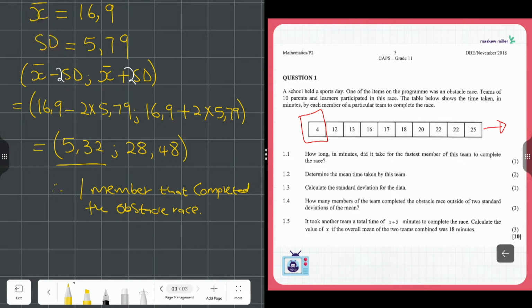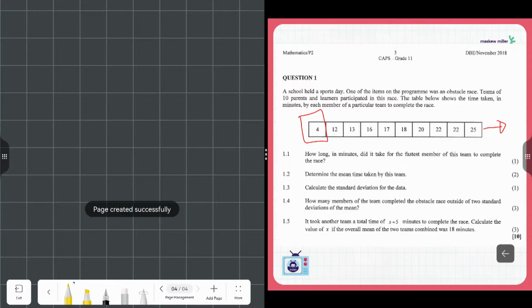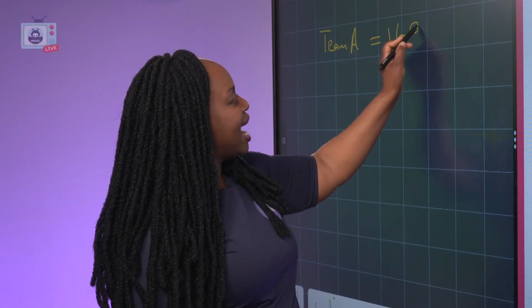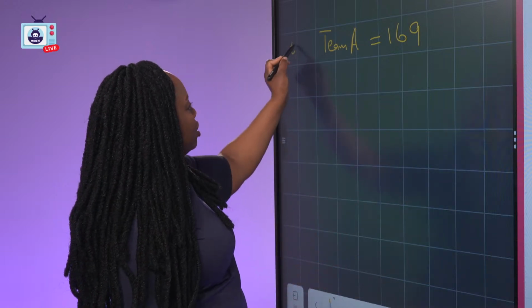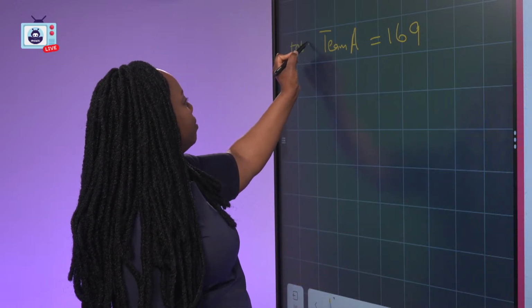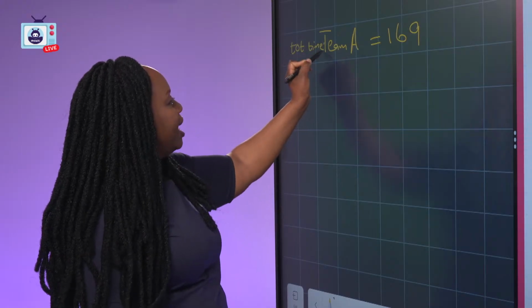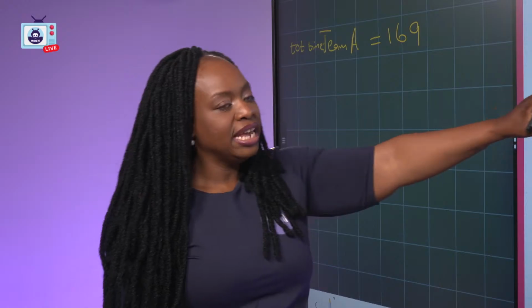And I'm very sure that with these questions, you have seen, we have 1 more. Okay, let's check the last one. The last one: it took another team a total time of X plus 5. Remember when we were talking about the first team, which we can call team A, for argument's sake. So the total time of team A was 169 minutes, if you remember, which is this one.